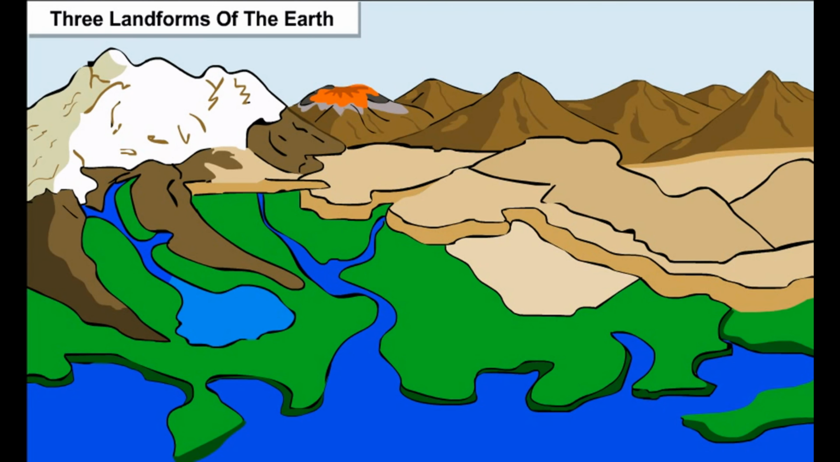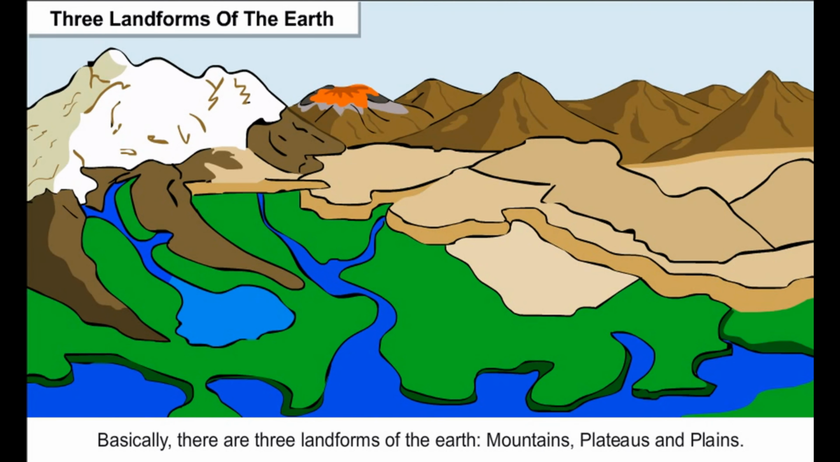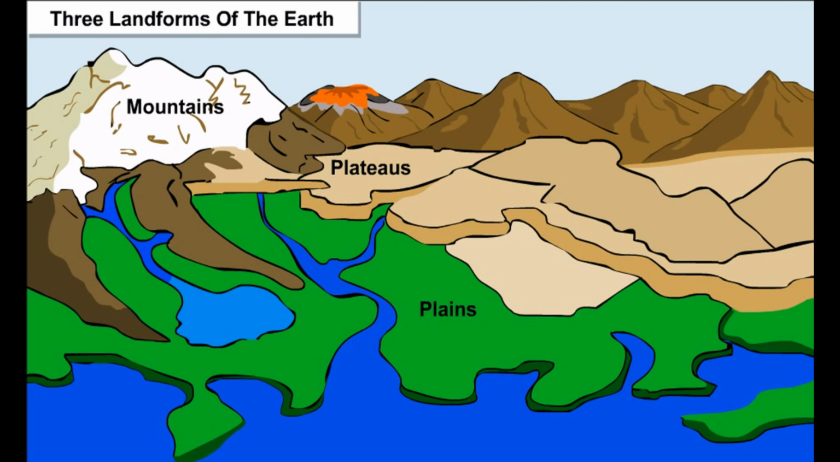Three landforms of the Earth. Basically, there are three landforms of the Earth: mountains, plateaus and plains. We can divide these landforms on the basis of its elevation and slope.